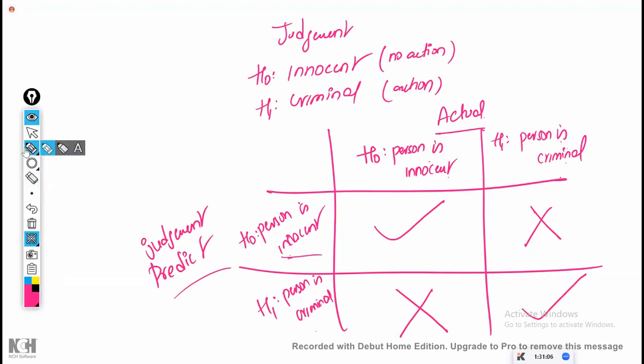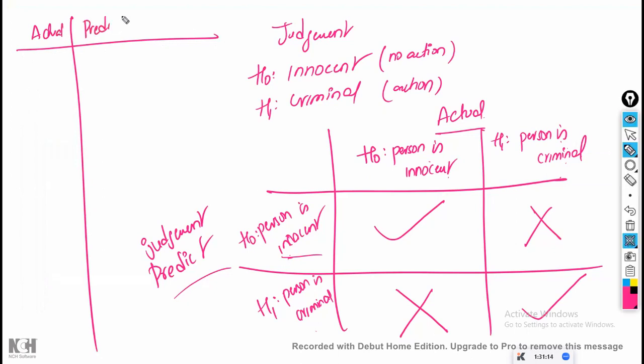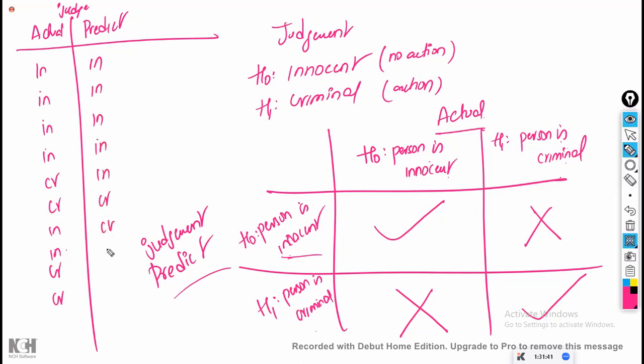So now let us assume a case with actual and predicted judgments. There is one judge. In his life, he has given till now 10 judgments. Assume only 10 judgments he has given. Out of 10 judgments, reality is: innocent, innocent, innocent, innocent, criminal, criminal, innocent, innocent, criminal, criminal. Now he has predicted as innocent, innocent, innocent, innocent, innocent, criminal, criminal, criminal, criminal, criminal. He has predicted like this.